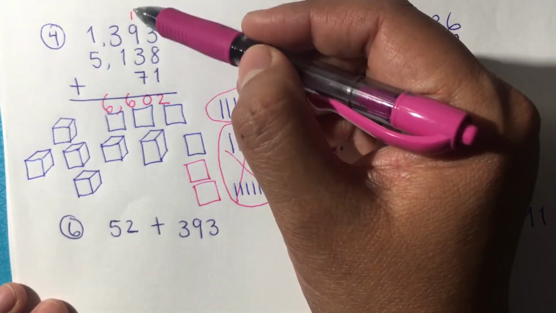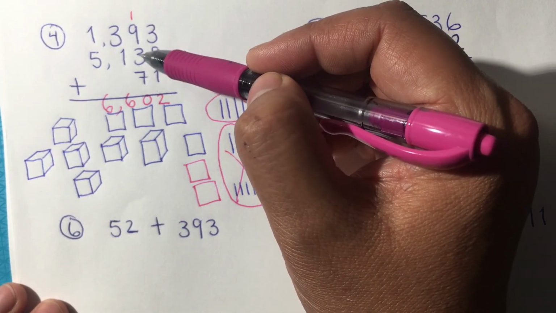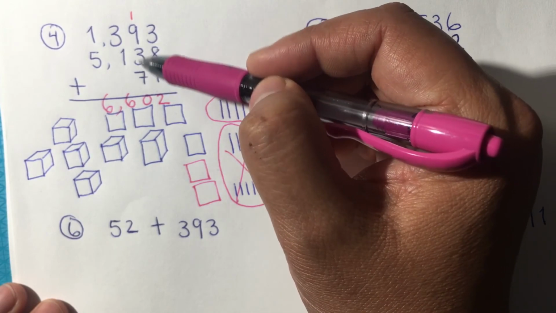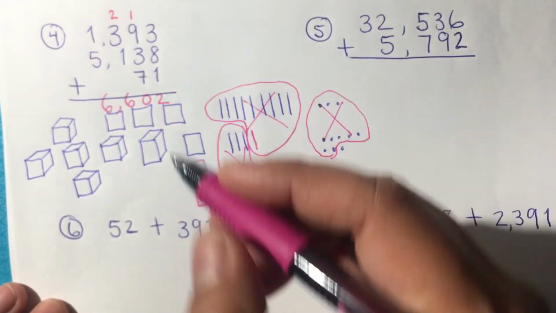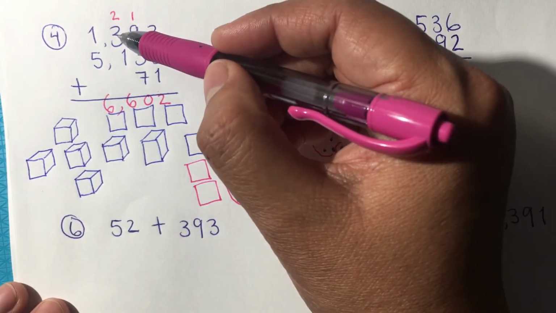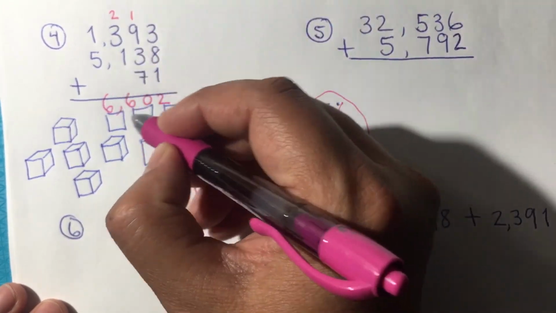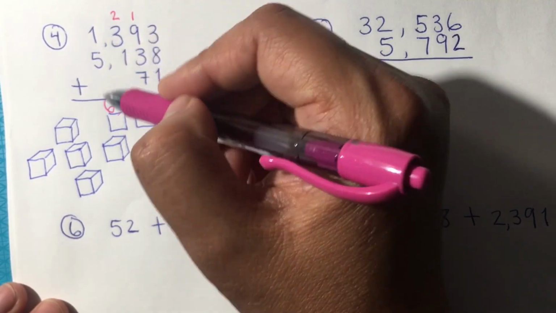In here, 9 plus 1 is 10. 3 plus 7 is another 10, so it's 20. Put 0 and carry the 2. And then in here, 3, 4, 5, 6. You put the 6, 5, and 1, 6.